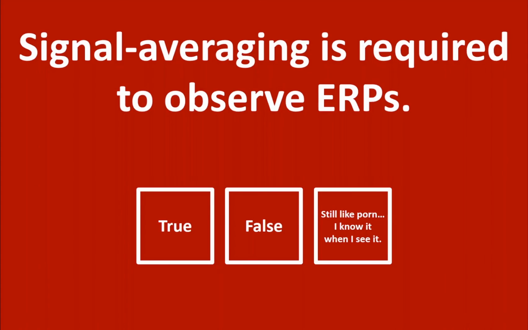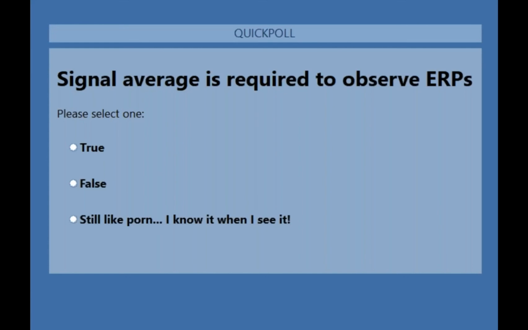So, final poll question. Signal averaging is required to observe an event-related potential. True, false, or still like foreign? I know it when I see it.